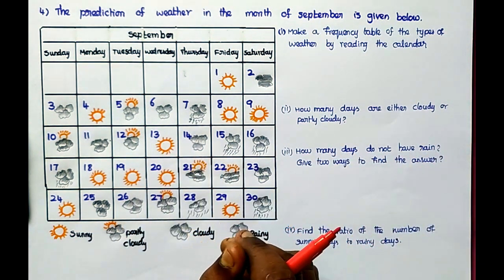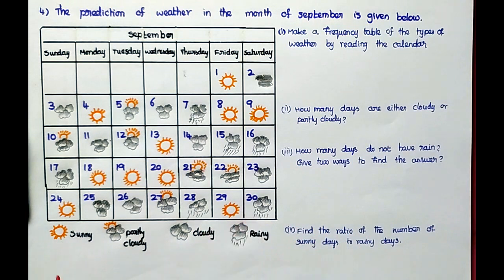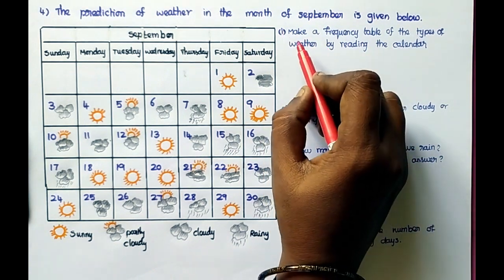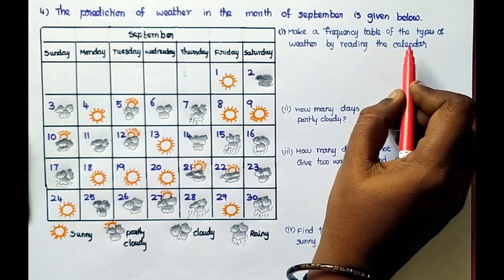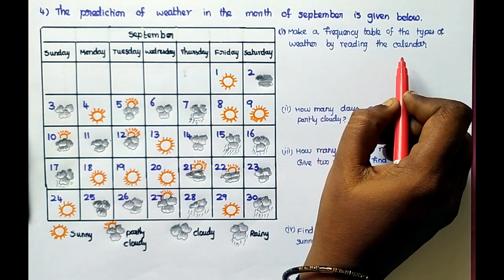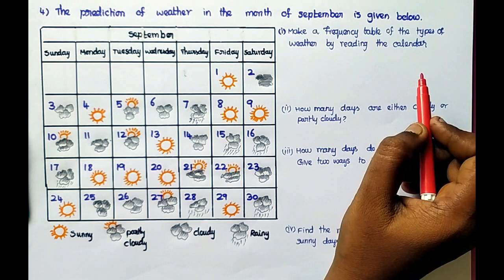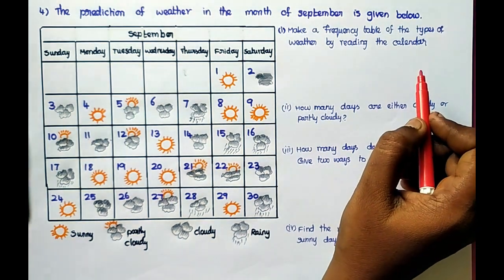Fourth sum, the prediction of weather in the month of September is given below. The symbols represent sunny, partly cloudy, cloudy and then rainy. Answer the following questions. First one, make a frequency table of the types of weather by reading the calendar. We have to make the tabular column.